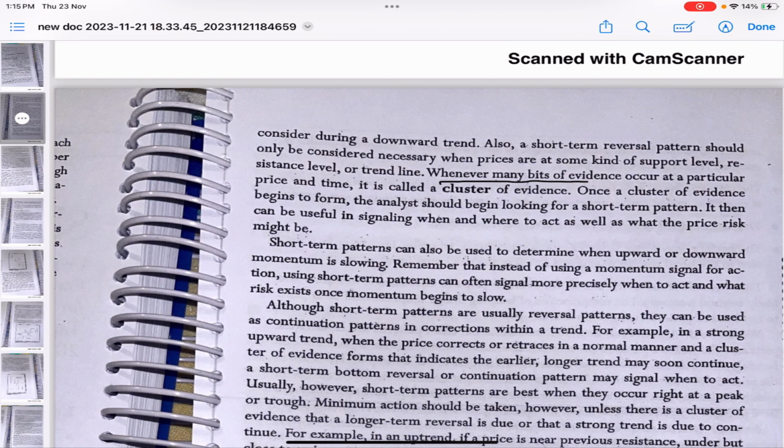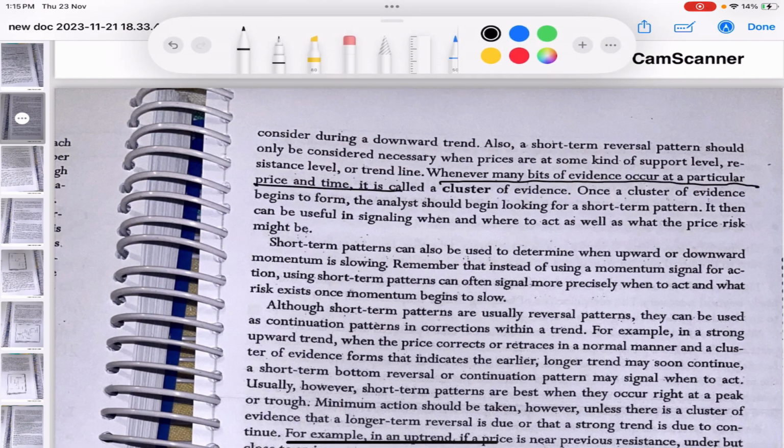Whenever many bits of evidence occur at a particular price and time, it is called a cluster of evidence. So you need to have a cluster of evidence before you take a trade. You can't just say, as soon as a crossover happens, I will enter into a trade. You need 2, 3, 4 more confirmations from other indicators or whatever your strategy is before you enter a trade. For example, for a cluster of evidence with the M pattern, you want the M pattern to be formed, you want the breakout candle to occur, you want the breakout candle to be very strong, and you want the volume of the breakout candle to be very high. These are the criteria which are very important, and these are basically the cluster of evidence.